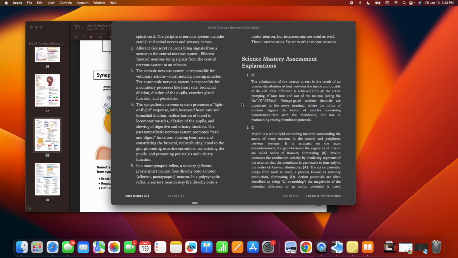The polarization of the neuron at rest is the result of an uneven distribution of ions between the inside and outside of the cell. This difference is achieved through the active pumping of ions into and out of the neuron using the sodium potassium ATPase. So this is a pump, and this pump is active transport. You're using ATP. Voltage gated calcium channels are important in the nerve terminal, where the influx of calcium triggers the fusion of vesicles containing neurotransmitters with the membrane, but not in maintaining resting membrane potential.